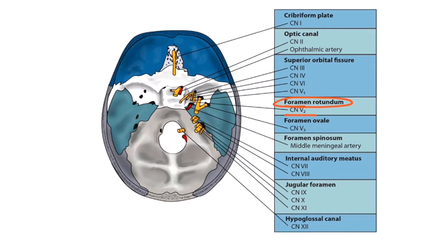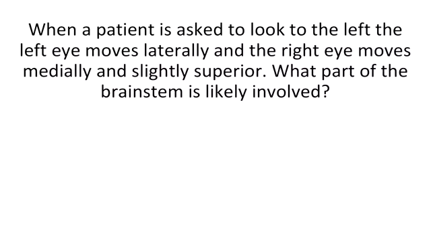Okay, let's do another question. When a patient is asked to look to the left, the left eye moves laterally and the right eye moves medially and slightly superior. What part of the brainstem is likely involved? Okay, let's draw this out to see what's happening. This will represent the patient's right eye, and this will represent the patient's left eye.